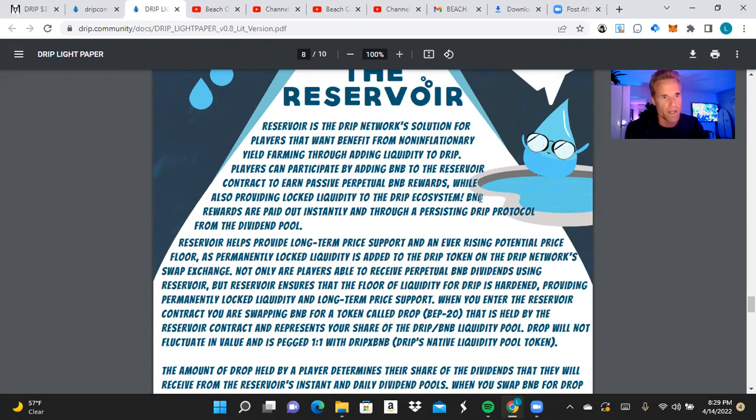So the reservoir does help provide long-term price support and an ever-rising potential price floor, right? The more liquidity there is in there, the more the price will stabilize. When you don't have a ton of liquidity and then a huge sell comes in, that's where the volatility is, and you can see huge drops.